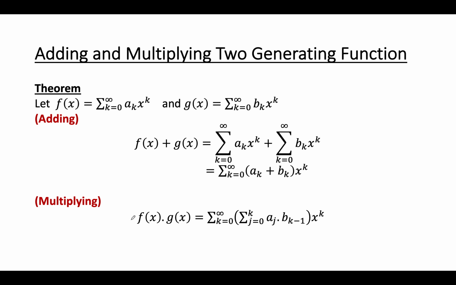For multiplying, it is the same. The product of two functions is equal to sigma starting from 0 to infinity, then we have a_j times b_k, and you can see here we have two different indices. So k starting from 0, then the second, j starting from 0 until k.